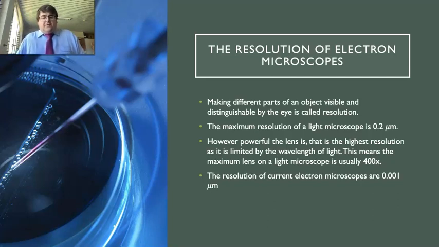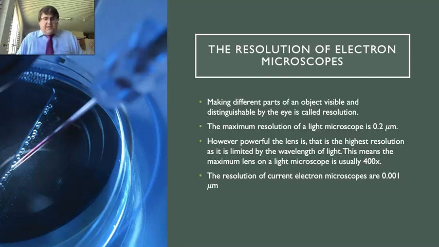Whereas the resolution of current electron microscopes is 0.001 of a micrometer. We'll talk about nanometers in a second. That's because we're not using light to view objects here. With an electron microscope, as you can probably guess by the name, a beam of electrons is fired at an object, and it bounces back off the object to a sensor, and it determines the surface of something, and we can see a lot more detail because of that.